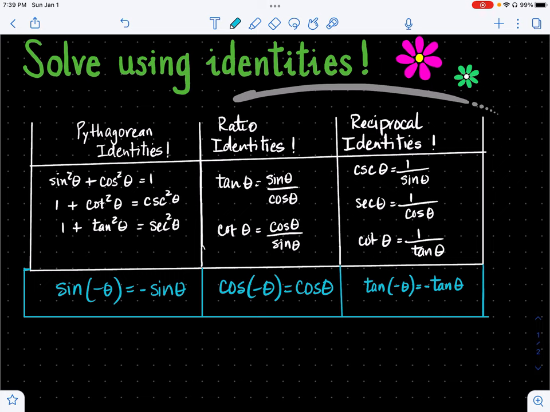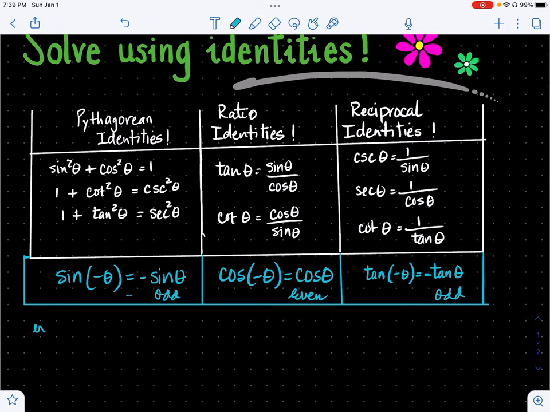So one more time, these are Pythagorean identities, three of them. These two are the ratio identities, and then we have the reciprocal identities. At the very bottom, the three listed in blue, these are the even-odd identities. Sine is an odd function, so this one's an odd identity. Cosine is an even function, and tangent is also an odd function, hence the negative stays. So let's go ahead and get started with some examples.